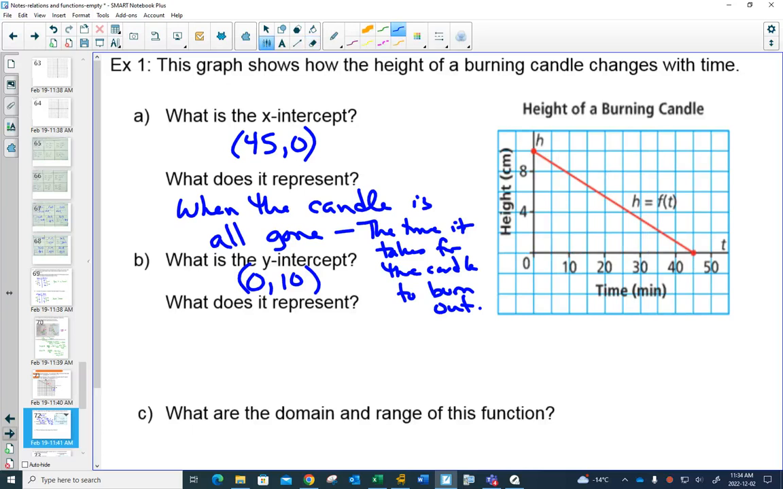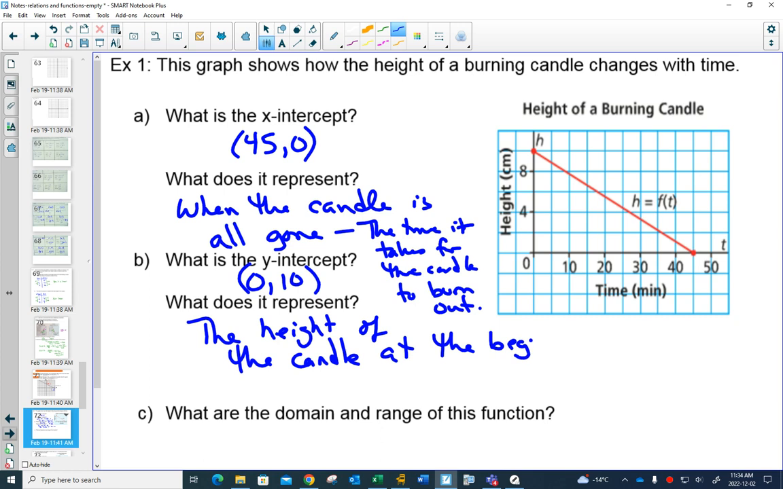Okay, so what does the y-intercept represent? The height of the candle from the beginning. Yes, when it first got lit, or at the beginning. The height of the candle at the beginning. Sometimes you'll see this word: the initial height, the starting point. Does that make sense?